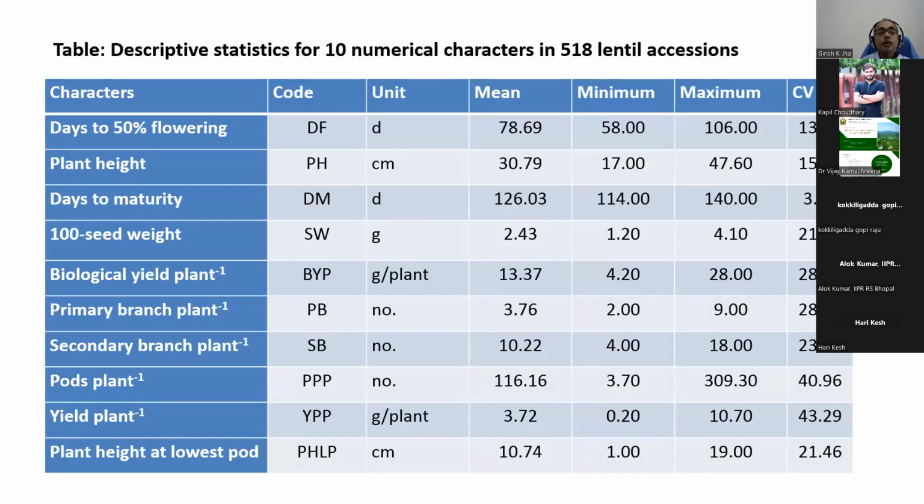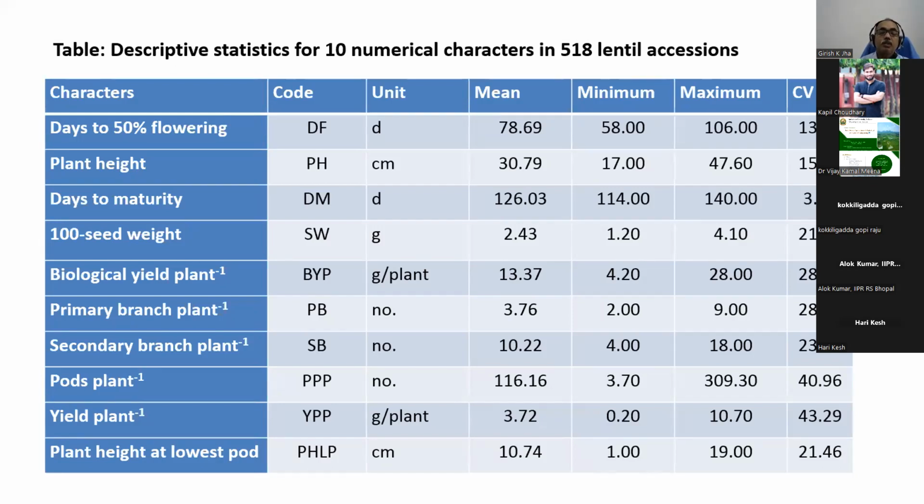So suppose you have data on days to 50% flowering, plant height, days to maturity, 100 seed weight, and all kinds of things. I was just talking about descriptives. So I have calculated the mean value of the plant height. Then I have also calculated the minimum, the maximum, and the coefficient of variation. So these are the descriptive statistics of, suppose, 10 numerical characteristics of 500 lentil accessions.